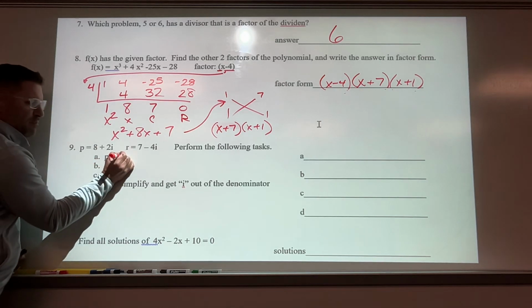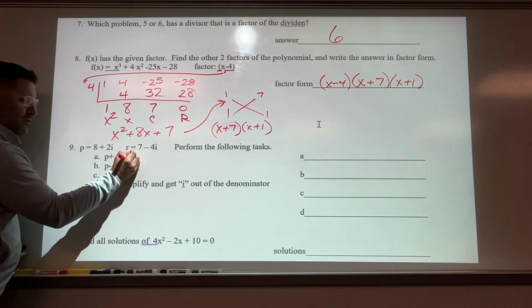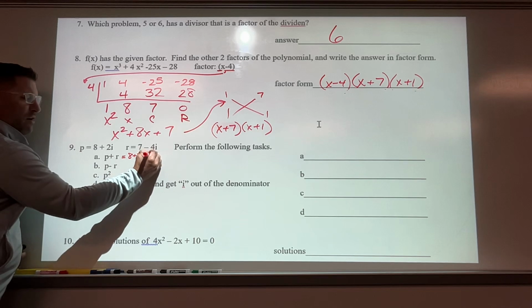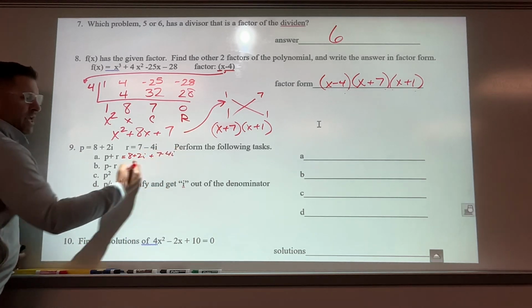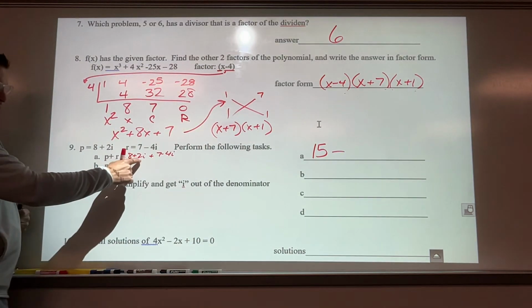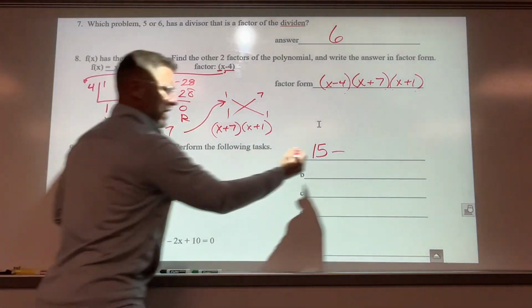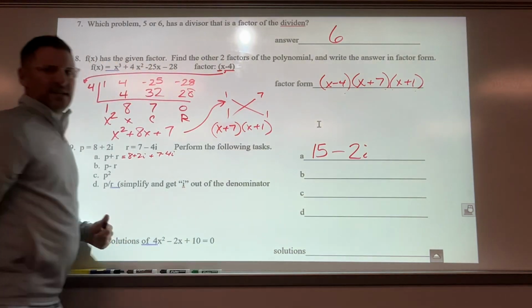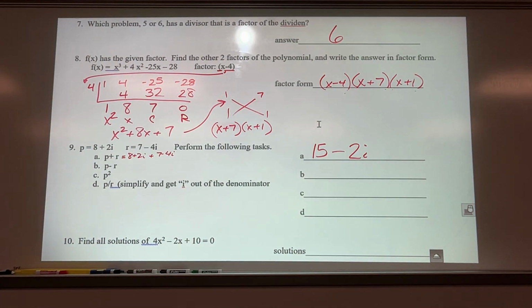So the first one is p plus r. My p value is 8 plus 2i. My r value is 7 minus 4i. 8 and 7 is 15. 2i minus 4i is minus 2i. Combine like terms, that's all I did on that problem.